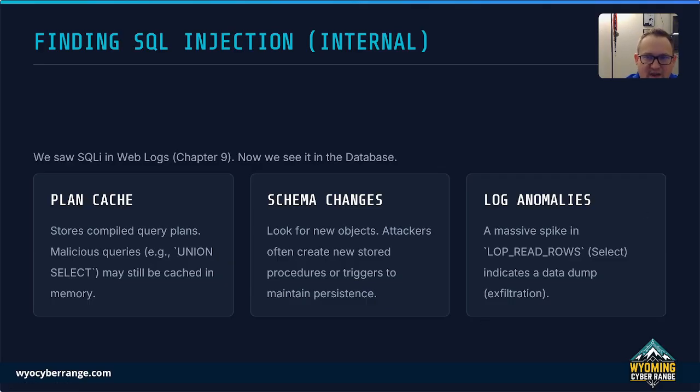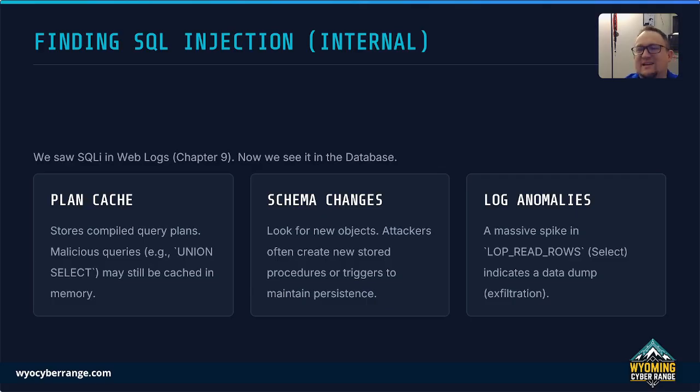So in Chapter 9, we looked at SQL injection and web logs. Now we're going to look internally within the database itself. Plan cache, schema changes, and log anomalies are all indicators of compromise. The first place we're going to look is the plan cache.